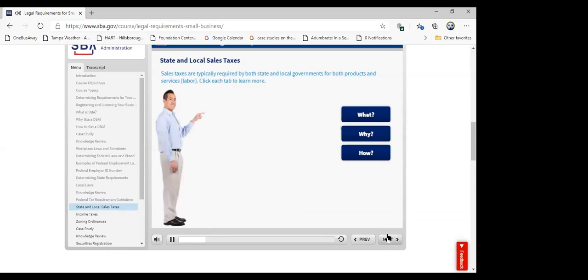Sales taxes are typically required by both state and local government for both products and services, labor. Click each tab to learn more. Again, I'm going to send this presentation, and you can click the what, why, and how related to local and sales taxes. Now, in class, we're going to talk about the state and sales taxes related to Hillsborough County in the state of Florida.